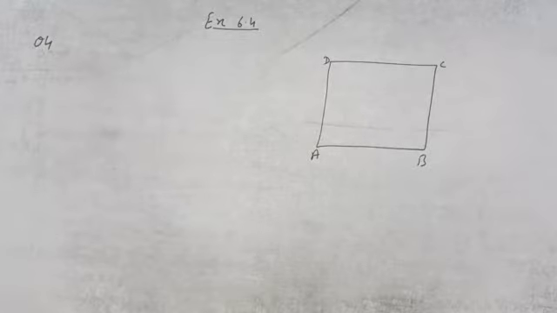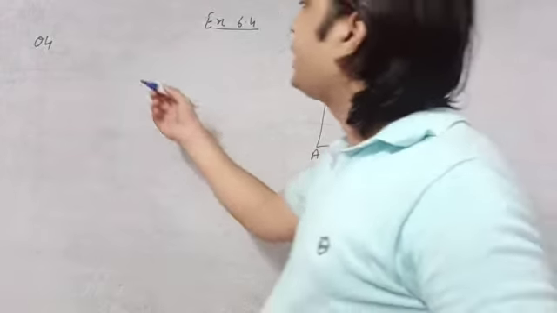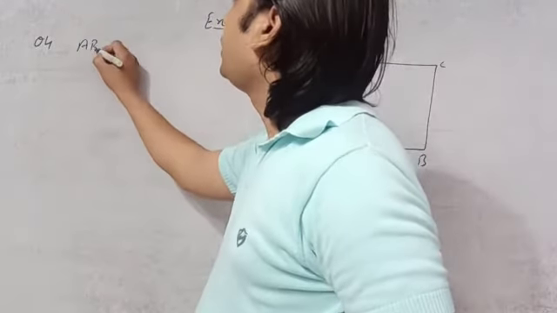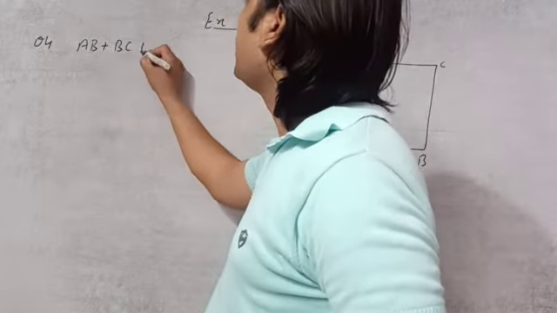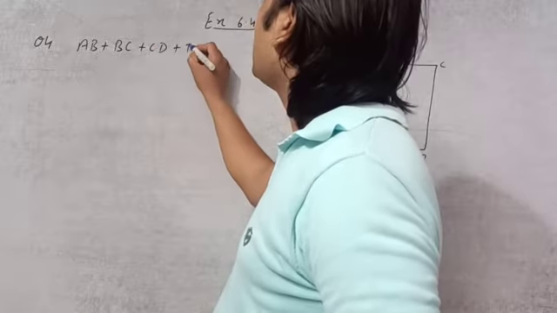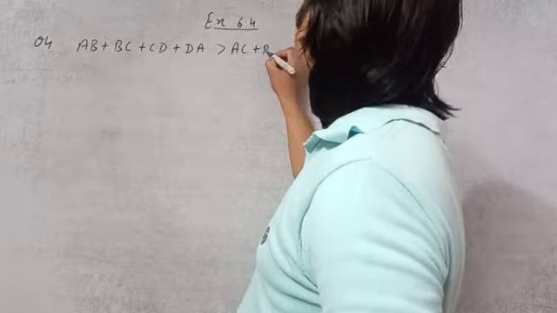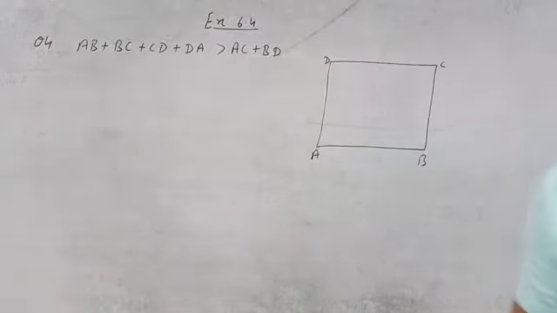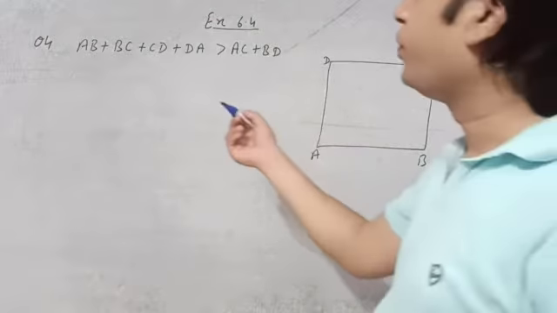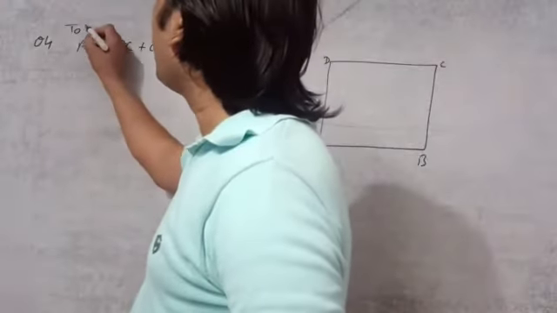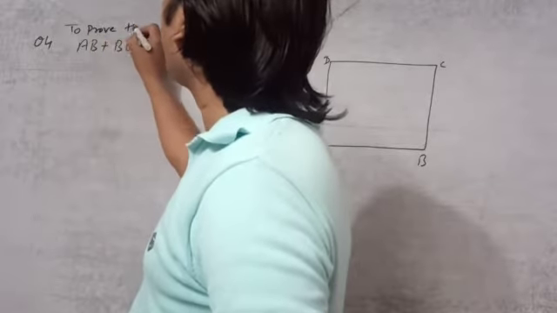Then is AB plus BC plus CD plus DA greater than AC plus BD? What we need in the answer? That AB plus BC plus CD plus DA is greater than AC plus BD. This we want to prove. What we have to do? We want to prove this one.